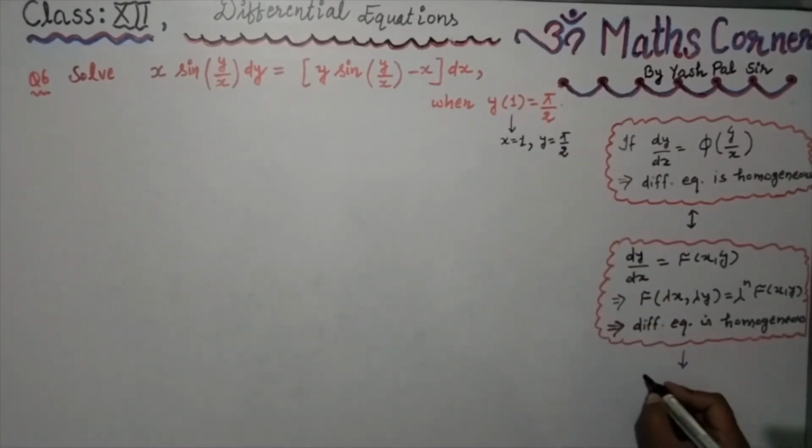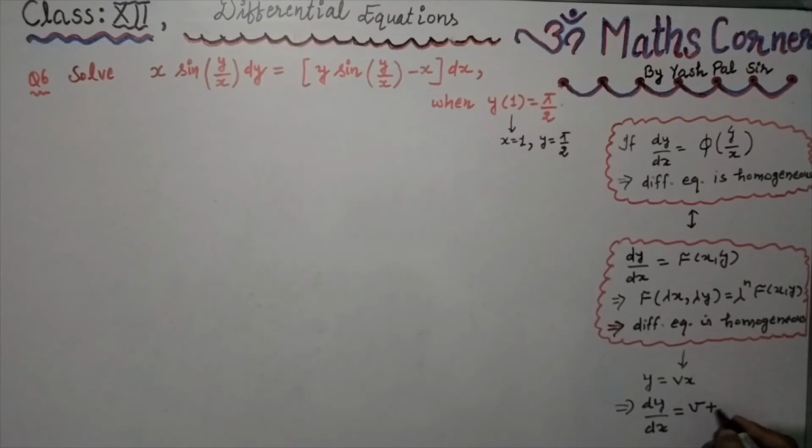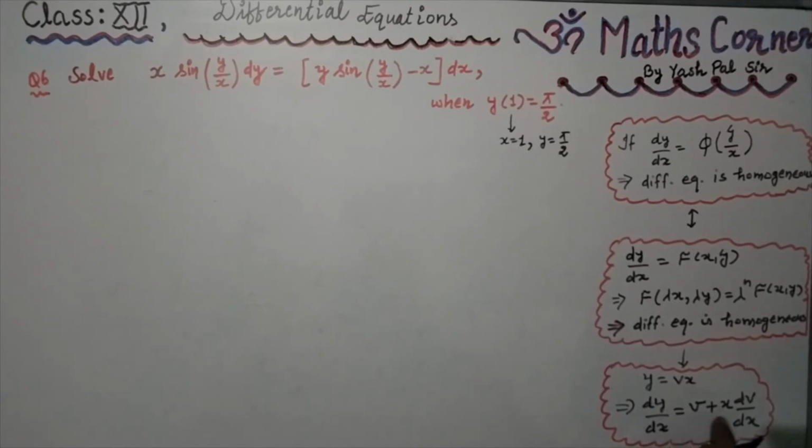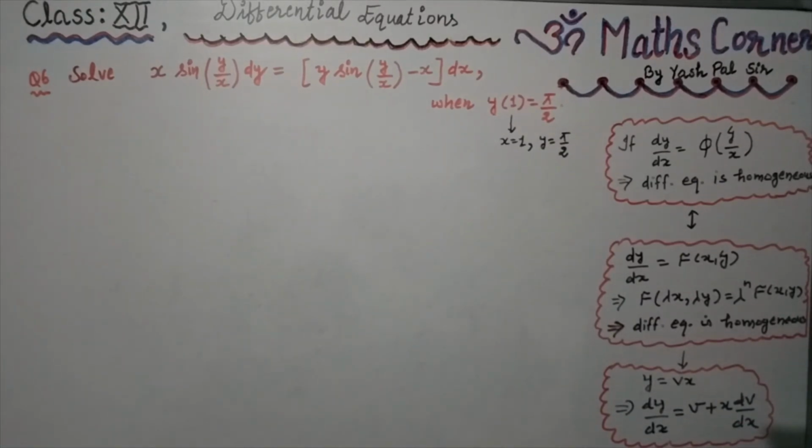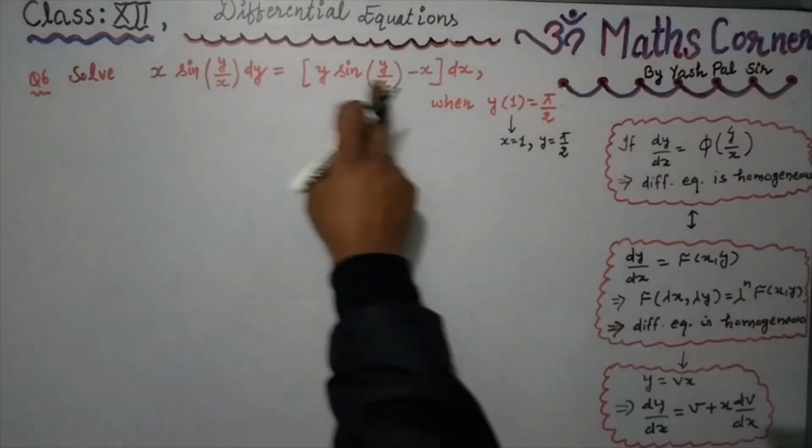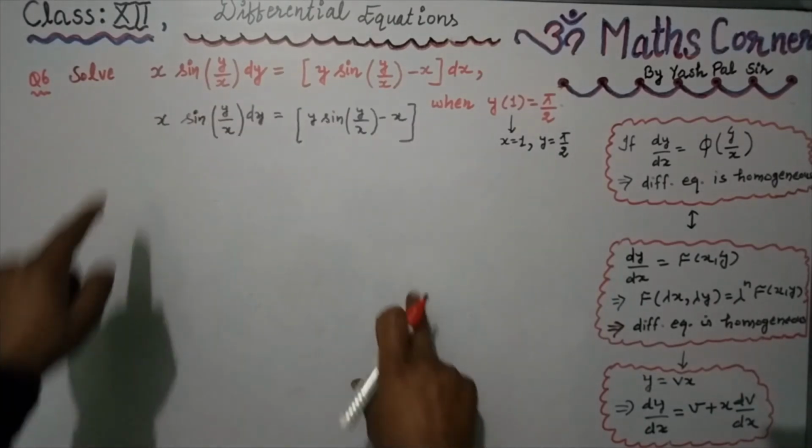Okay, so after saying that the given differential equation is homogeneous, the method to solve is y is equal to vx. We substitute this way, and this implies that dy upon dx is equal to v plus x into dv upon dx, right? This is applicable for each and every question. This we substitute when we prove that the given differential equation is homogeneous. Okay, now we solve this question.